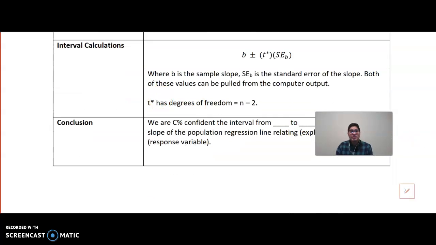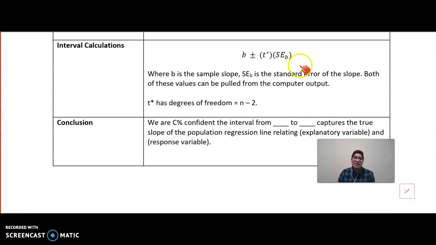And our following formula looks very similar to what we've done with one sample means intervals. Here, we're going to do b plus or minus t star times the standard error of b, the slope. Now, b is the sample slope and SE is the standard error of the slope. And both of these values can be pulled directly from the computer output, and I'll show you how to do so in the example. And as a reminder, because we are looking at 2 parameters, our t distribution here is going to have degrees of freedom of n minus 2.